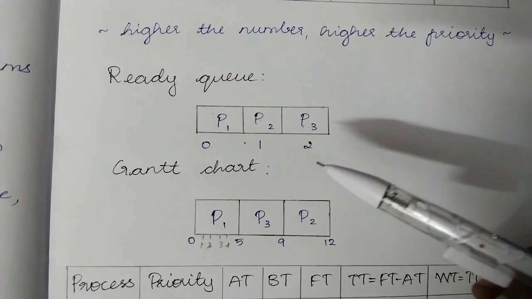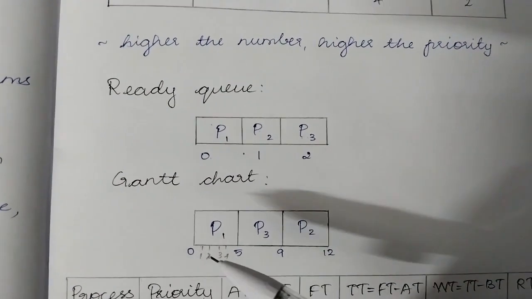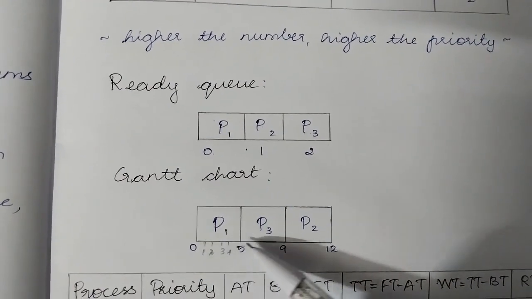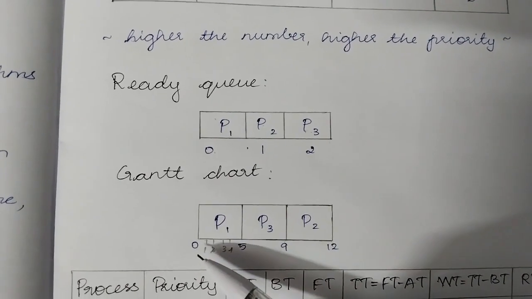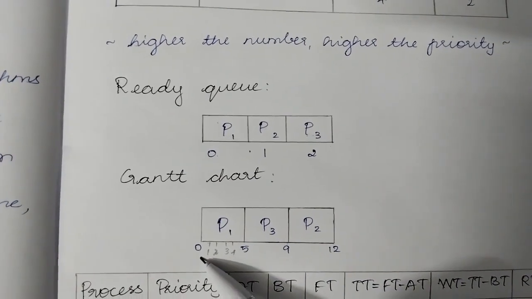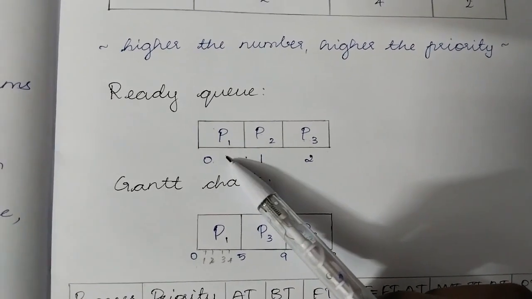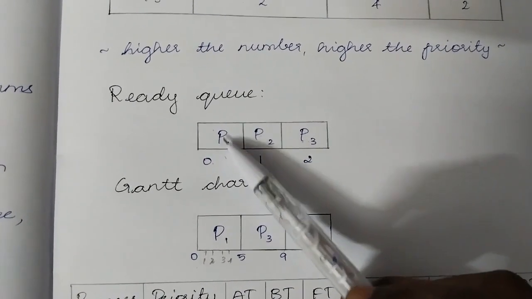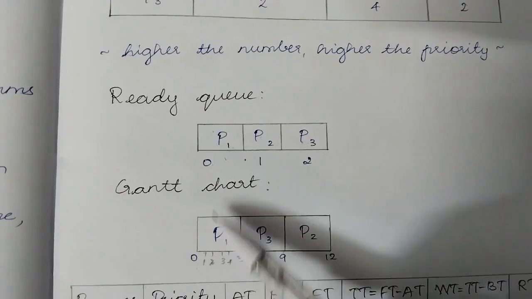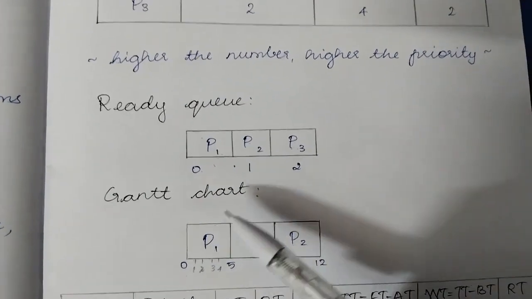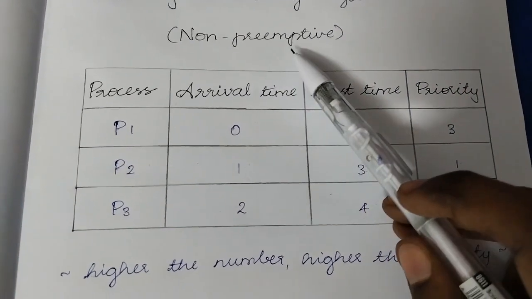Then let's move on to the Gantt chart. In the Gantt chart, imagine this line as a timeline. As usual, we start from 0. At 0, which process will be at the ready queue? P1 will be at the ready queue. So P1 will be executed until when, as we are given a non-preemptive algorithm.